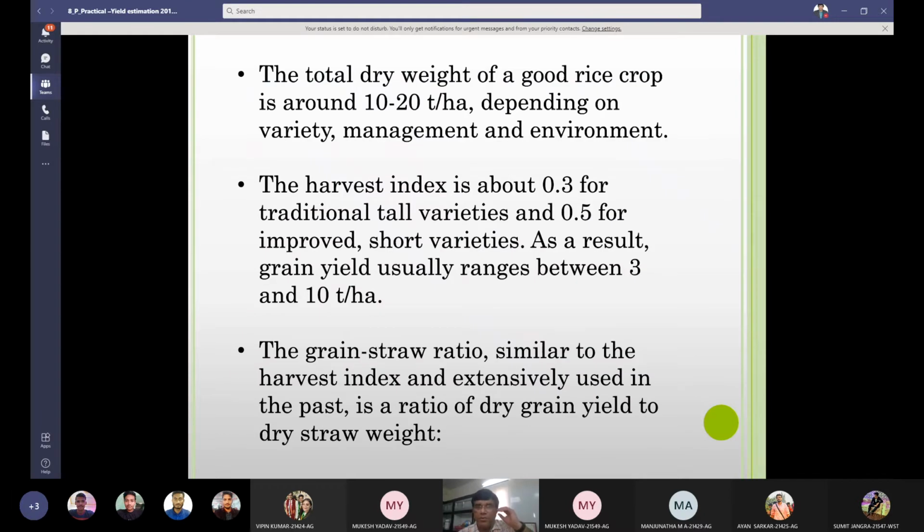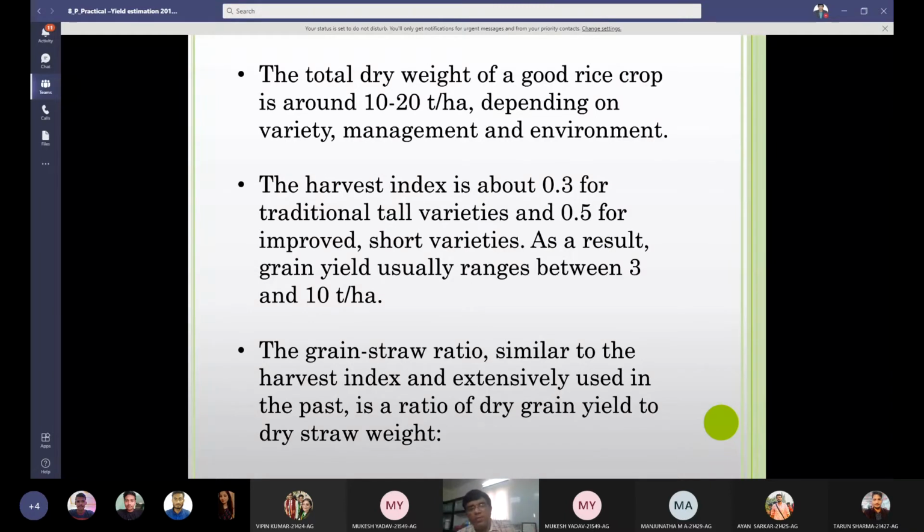The total dry weight of a good rice crop is around 10 to 20 tons per hectare, depending on variety, management, and environment. This is the biomass yield, including straw plus grain. So that can be 10 to 20 tons per hectare, but the average is about 12 or 13 tons per hectare. However, it depends upon variety.